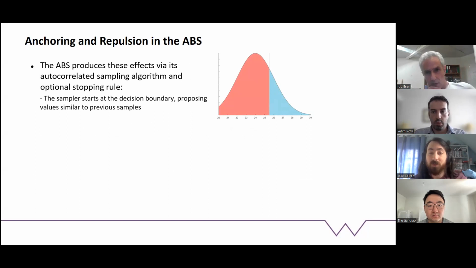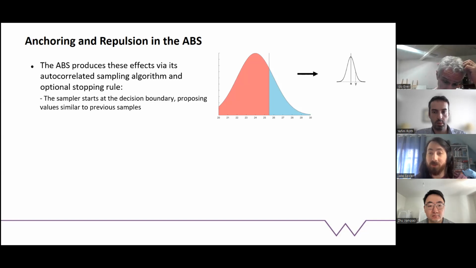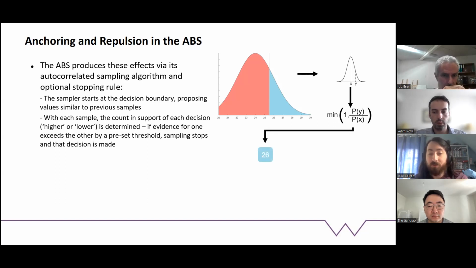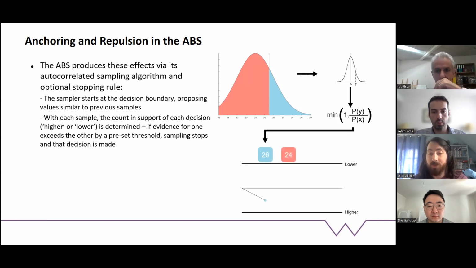So first, we have to assume that the sampler begins at this boundary, so this midpoint between 25 and 26, and then it's autocorrelated, so it suggests new samples close by to previous samples. So we can use a basic sort of MCMC Metropolis Hastings process to decide whether you accept or reject samples. And each sample, we can pass to this kind of evidence accumulation process. As you gain more and more evidence, you'll shift further and further towards one of the boundaries. And eventually, once you cross that boundary, that is your decision.